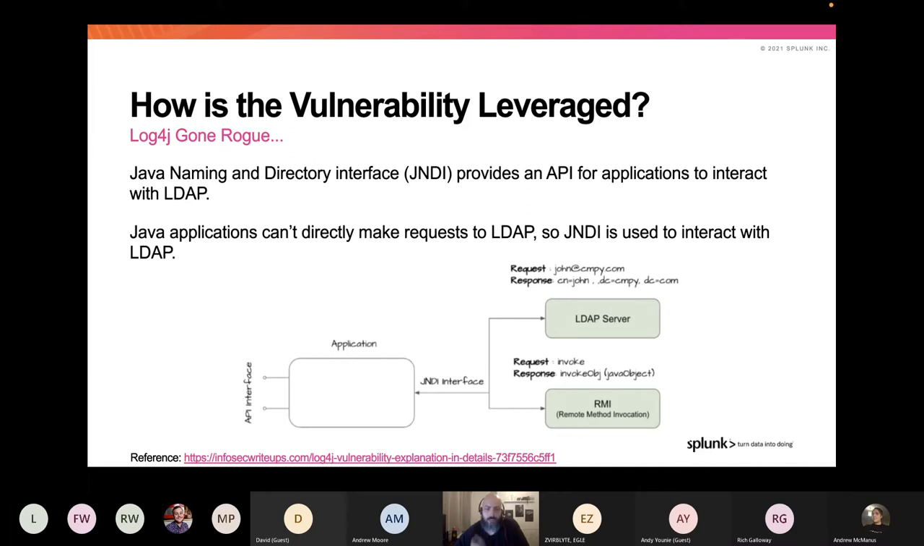So JNDI, the Java Naming and Directory Interface, basically provides the middleman, the API, for applications using Log4j or Java to interact with LDAP, because there's not a direct connection there. You actually have to use an interface in the middle in order to allow it to speak to LDAP. JNDI is the mechanism that was leveraged in this attack.